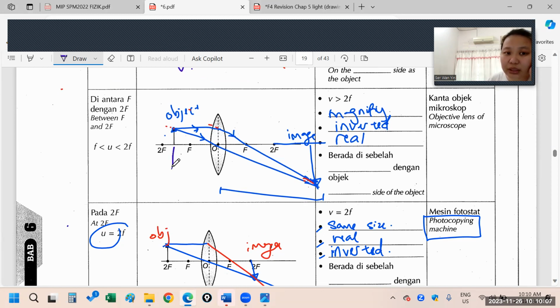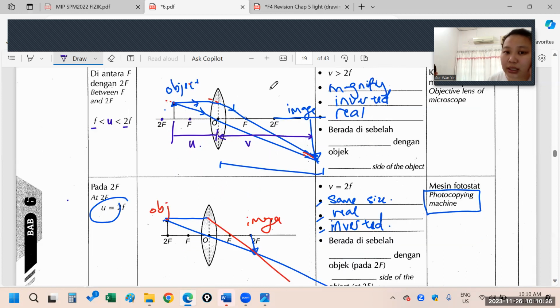Now, for example, this is U. So U is in between F and 2F. Capital F is a point. The length is small letter. So now from here to here, this is image, right? So you can see image is further away from optical distance, so it's larger.